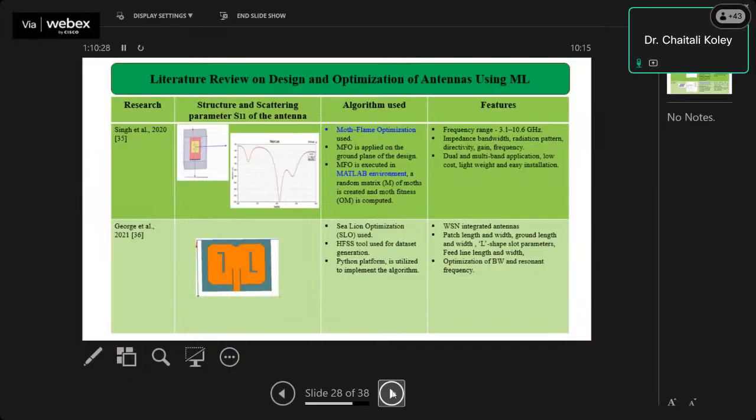I think they have already fabricated it and also done the receivers.